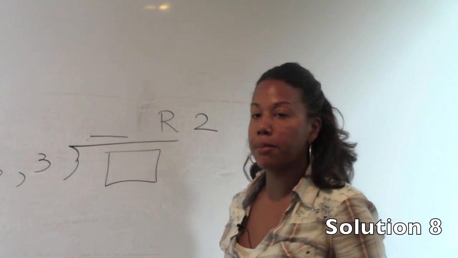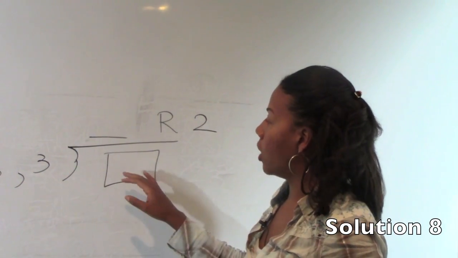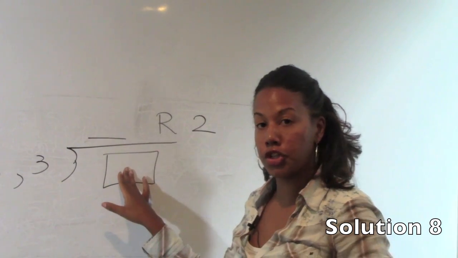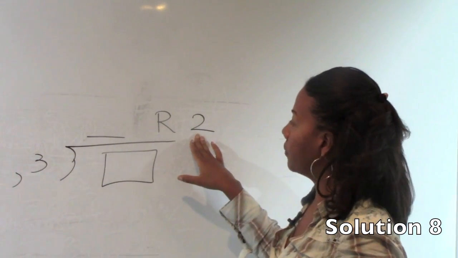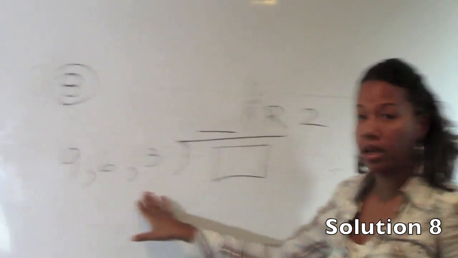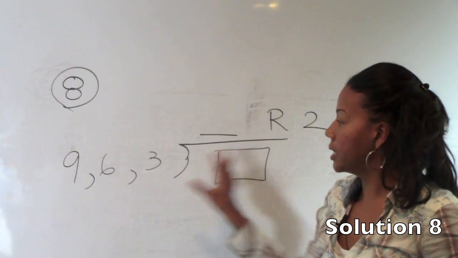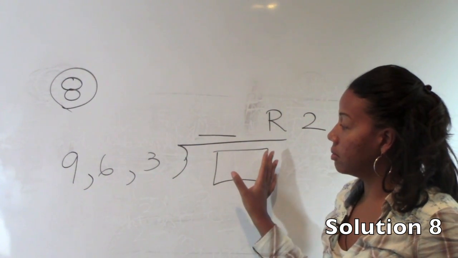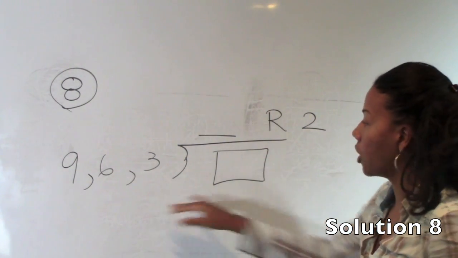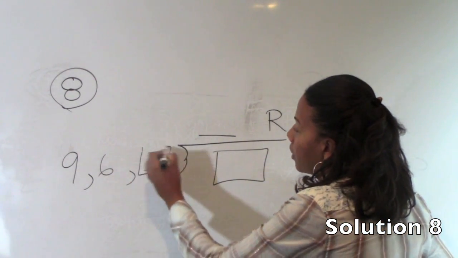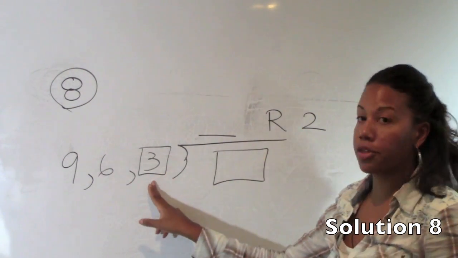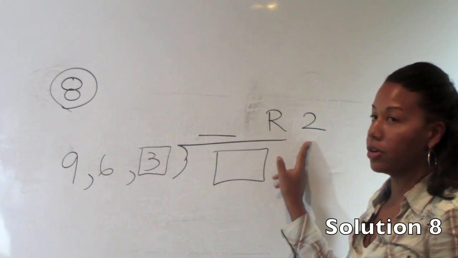Number 8. Number 8 asks us for the smallest number greater than 2 that leaves a remainder of 2 when divided by 3, by 6, or by 9. Okay? So this is a little bit complicated. So what we'll do is we'll start off with just finding a number that when divided by 3, it gives us an answer with a remainder of 2.